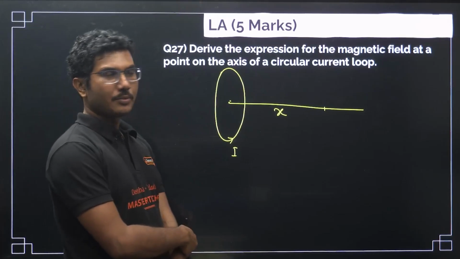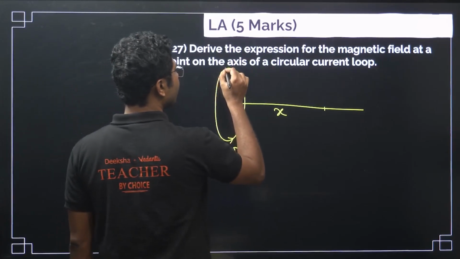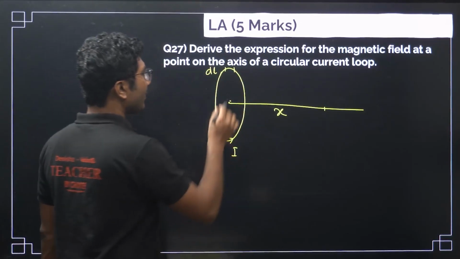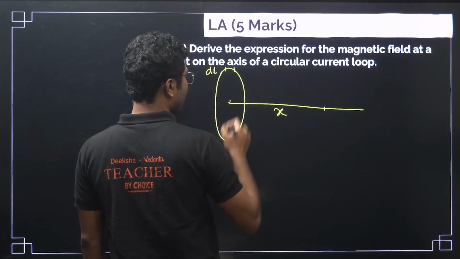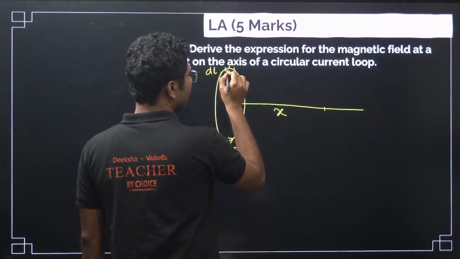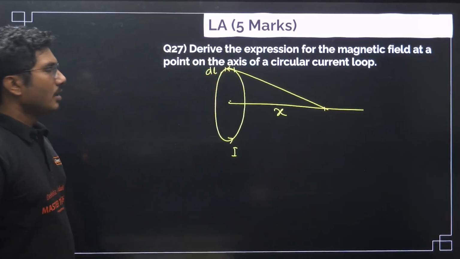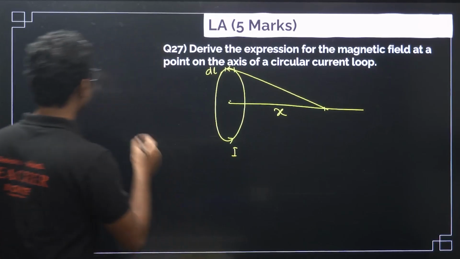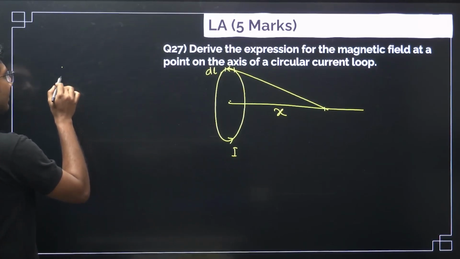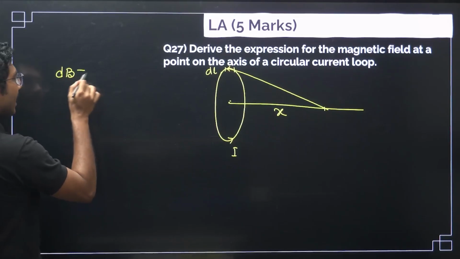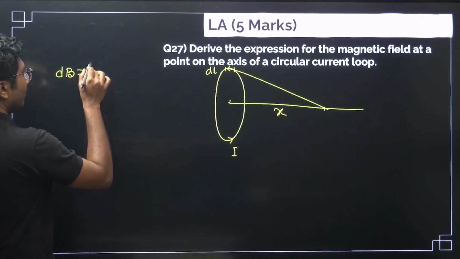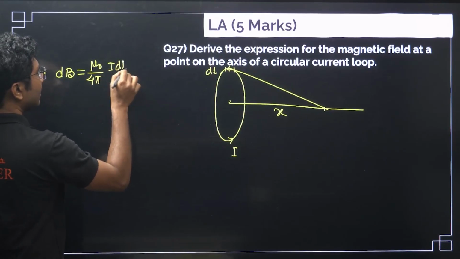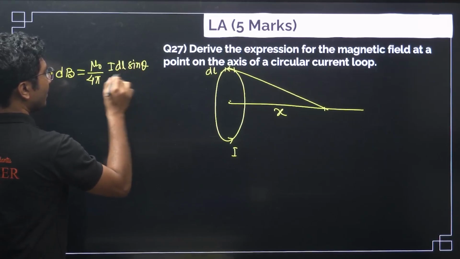Now, for that what we have to do? We have to take a small portion dl of this loop, and we will try to find the magnetic field due to it. If you apply the Biot-Savart law, what is the formula for magnetic field due to a small current element? It is given by dB equals mu naught by 4 pi I dl sin theta by r square.